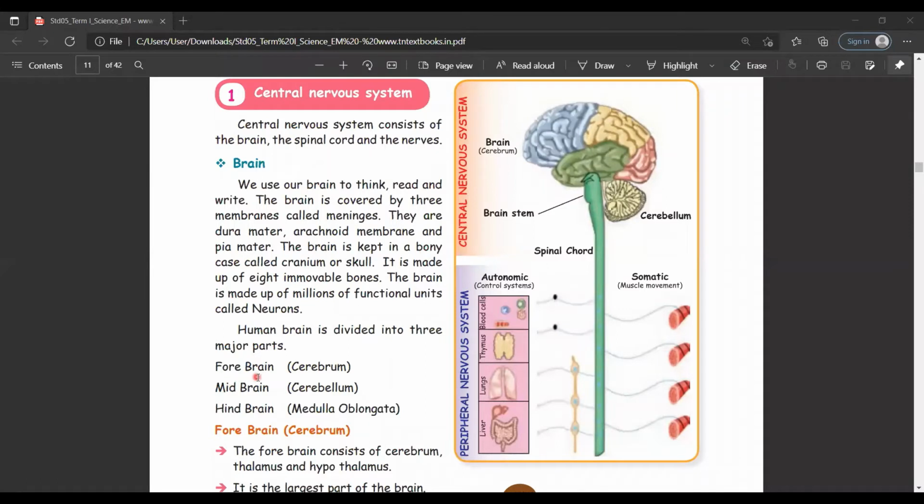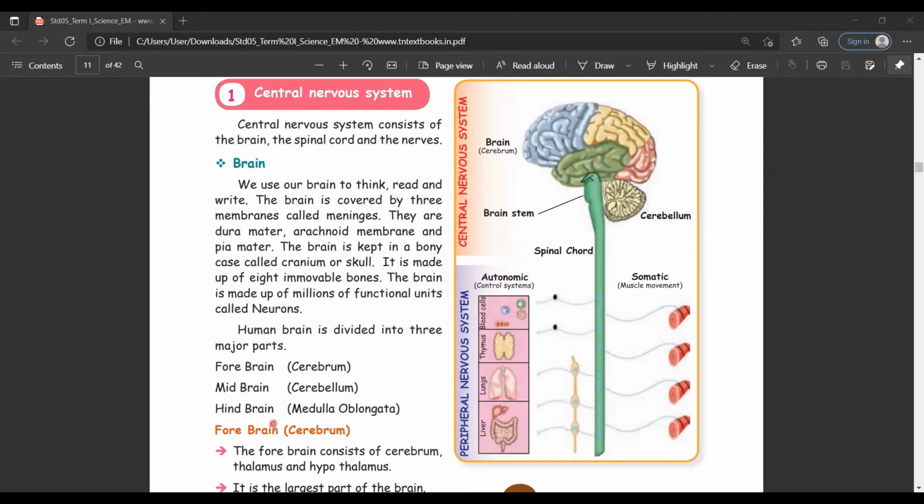So forebrain, you know, this part of the brain. Midbrain here. Okay, children. And hindbrain, that is medulla oblongata. So the human brain is divided into 3 major parts: forebrain, midbrain, and hindbrain.